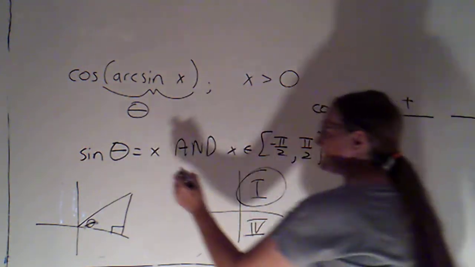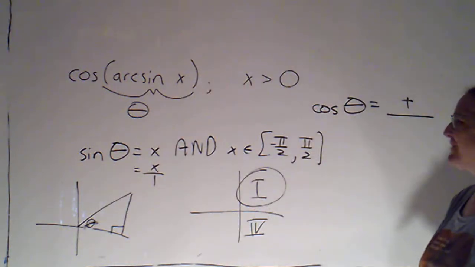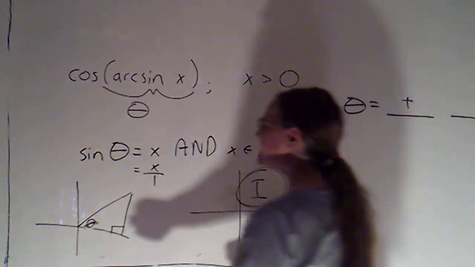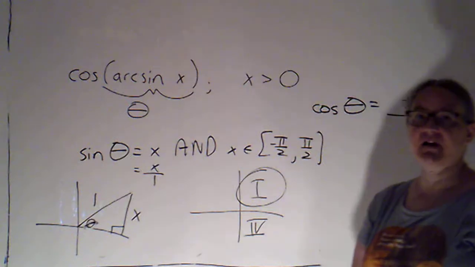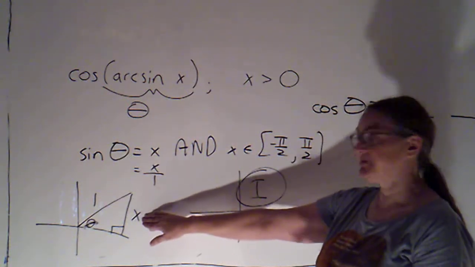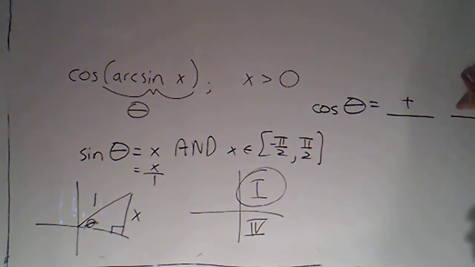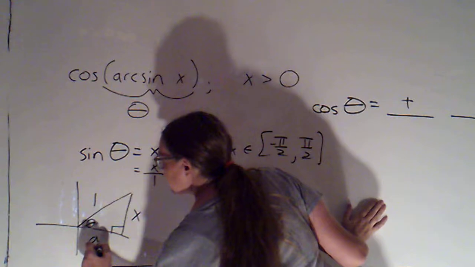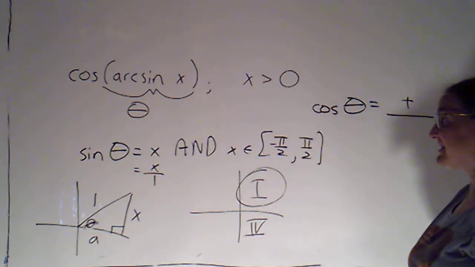And sine is x. Now I'm just going to write that as a fraction, because I like to think of my outputs of trig functions as trig ratios. Sine is opposite over hypotenuse. And x is a perfectly legitimate side length here, because it's a positive number. Okay. So the absolute value that I'm going to put here is going to be cosine of theta, which will be adjacent over hypotenuse. So I need to solve for the adjacent side.